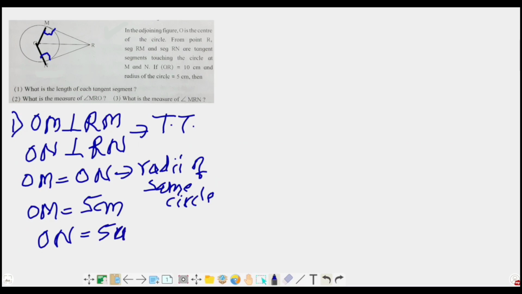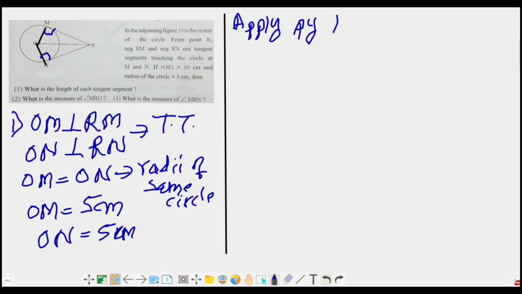Now in any of the one triangle, you can apply Pythagoras theorem to calculate the third side. So suppose apply Pythagoras theorem in triangle RMO.